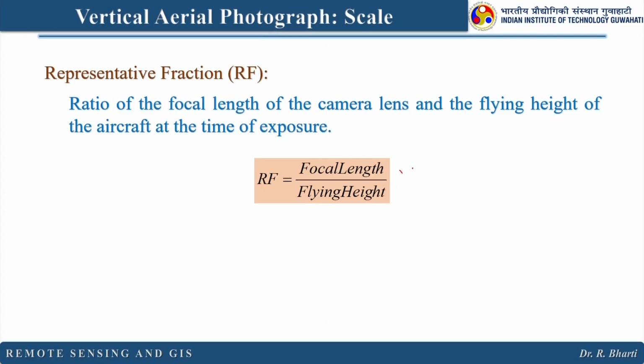When you don't have information about that object, such as its size or its distance on the ground, how can you calculate this RF? For that we use this formula: focal length divided by flying height. This will again give you the RF. So for calculation of RF, either you should have the photo distance and the ground distance, or the focal length and flying height, then you can calculate the RF value.